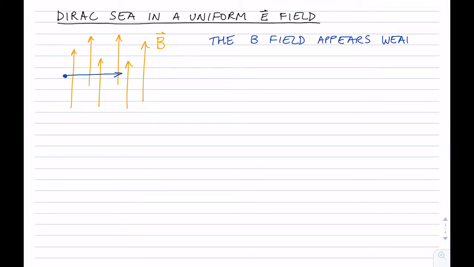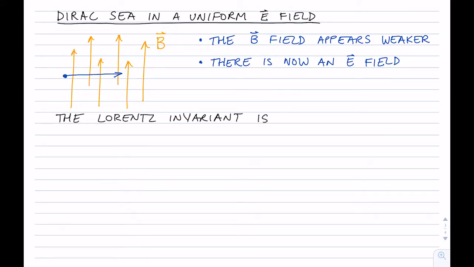What do you observe? You'll notice that the B field appears weaker than it is to the ground-based observer. And you will also notice that there is now an E field. And of course, we know that because that's the basis for Lorentz boosts of electric and magnetic fields. The Lorentz invariant is E squared minus B squared. Right? So in your Lagrangians, you've always got things like 1/2 (E squared minus B squared), or 1/2 (B squared minus E squared), or 1/4 F mu nu F mu nu, so that ends up being the same thing. So this is the Lorentz invariant.